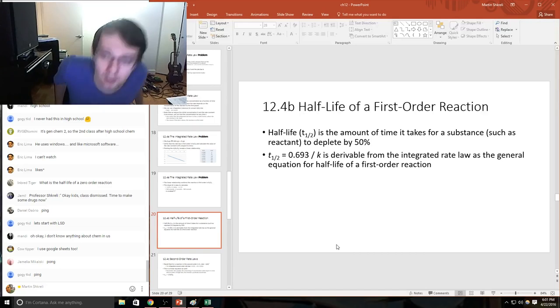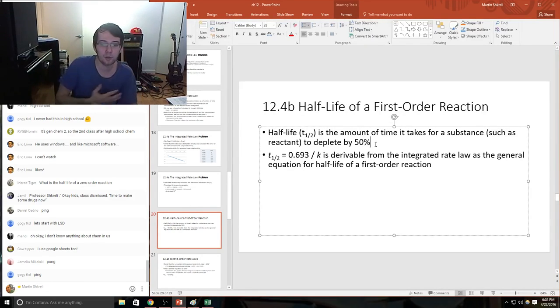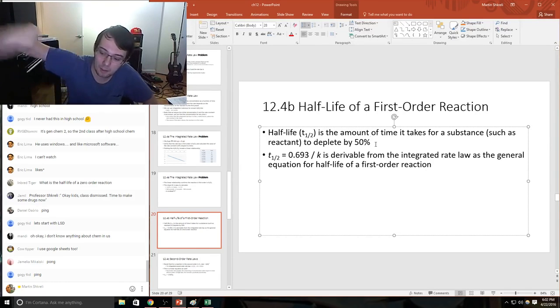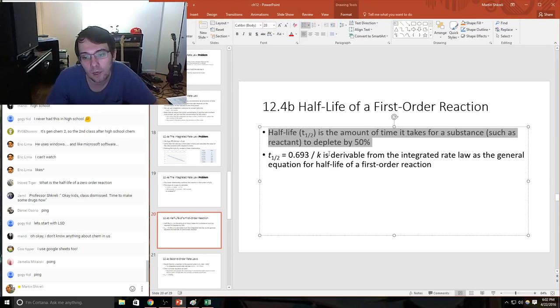The half-life of a first-order reaction is also pretty cool. What we find is, and this is actually pretty useful in pharmaceuticals, the half-life is the amount of time it takes for anything to deplete by 50%. We know that when we take a drug, in our bloodstream it only lasts for a finite amount of time because it's decomposing, it's being metabolized. Also, radioactivity has half-lives. Everything in some way has a half-life.